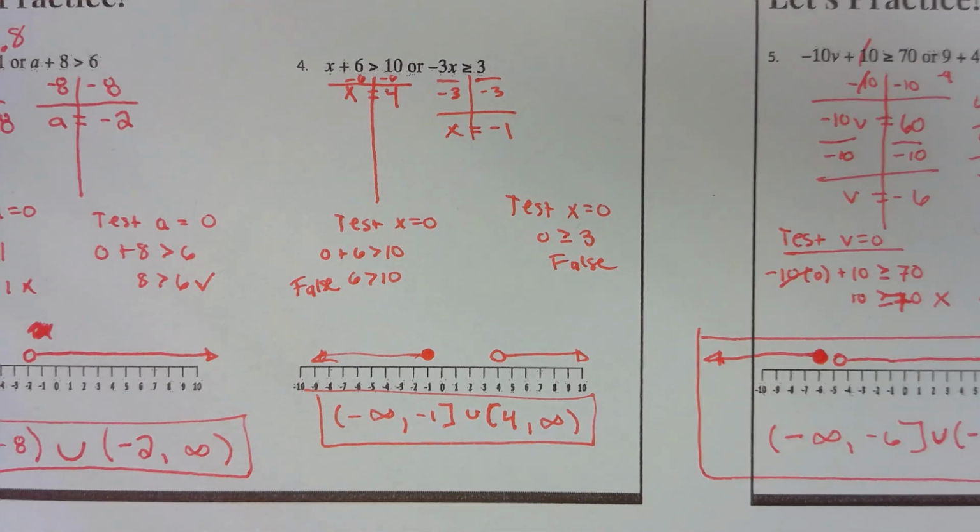Then negative 3x greater than or equal to 3. Divide everything by negative 3. So that gives me x equals negative 1. That is a closed circle because of the or equal to. So closed circle at negative 1. And when I test, I get another false statement. So once again, I'm shading away from 0.